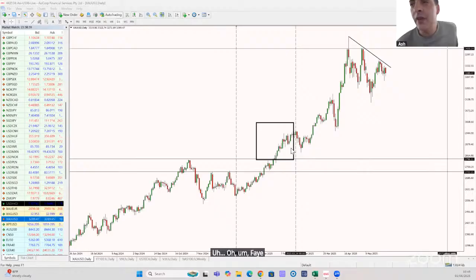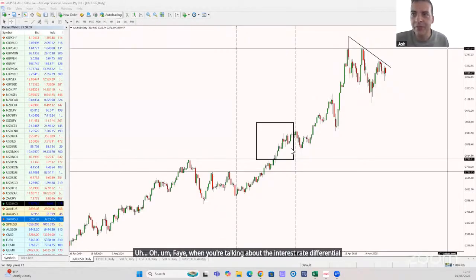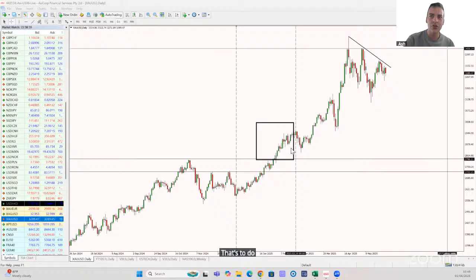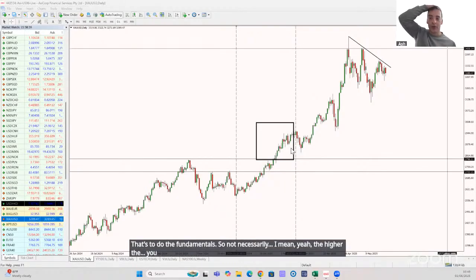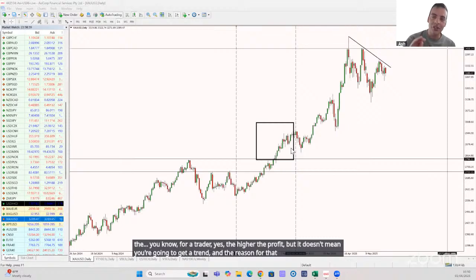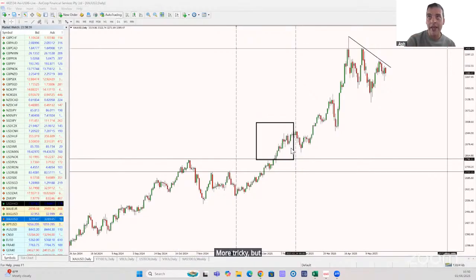Faye, when you're talking about the interest rate differential, that's to do with the fundamentals. So not necessarily. I mean, yeah, for a trader, the higher the differential, the higher the profit, but it doesn't mean you're going to get a trend. And the reason for that is that it's not the only aspect you look for. And this is where fundamentals get a little bit more tricky.